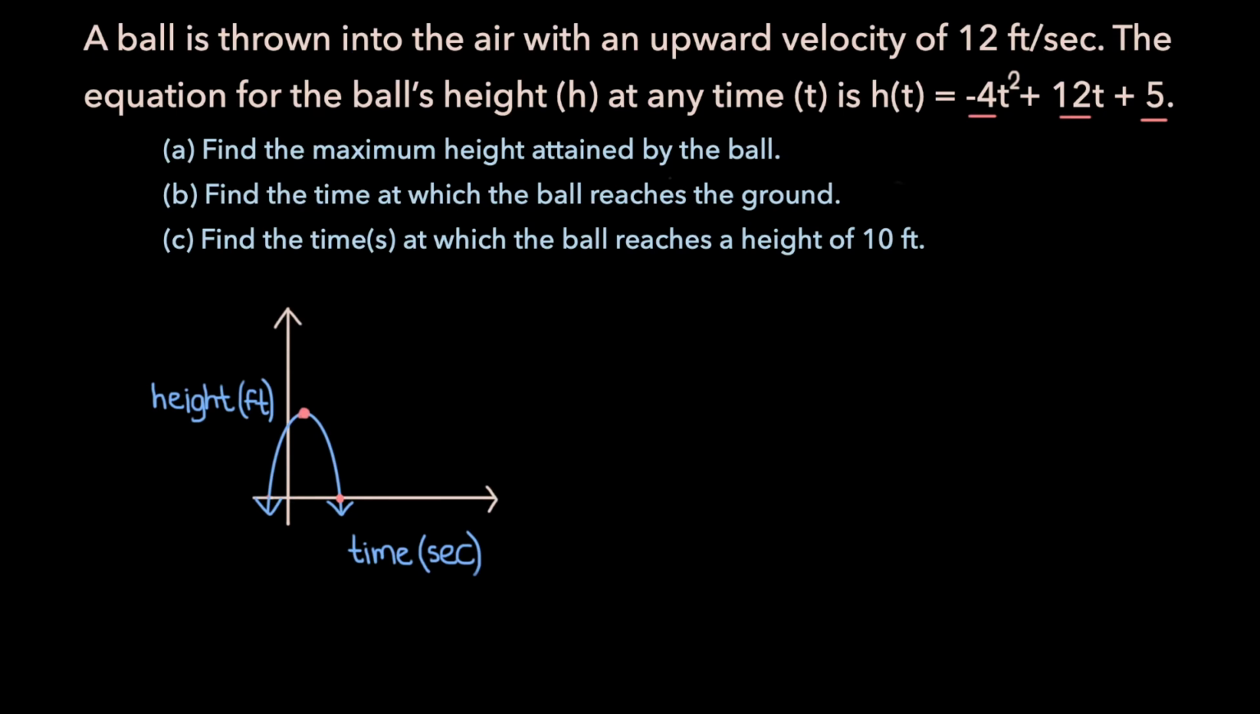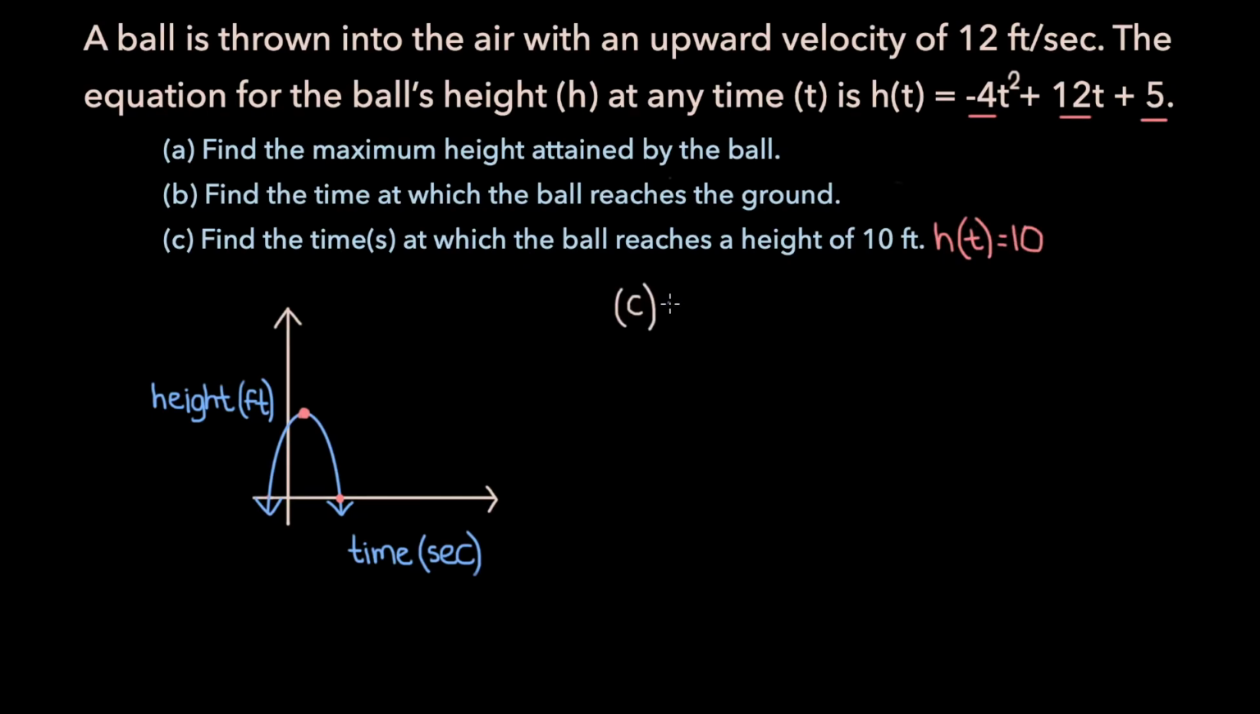Alright, now let's move on to the final part of the problem, part C. Find the time, or times at which the ball reaches a height of 10 feet. Well, this is sort of similar to part B. In part B, we're looking for the times at which h of t was equal to 0, but in this problem, we're looking for the times at which h of t is equal to 10.